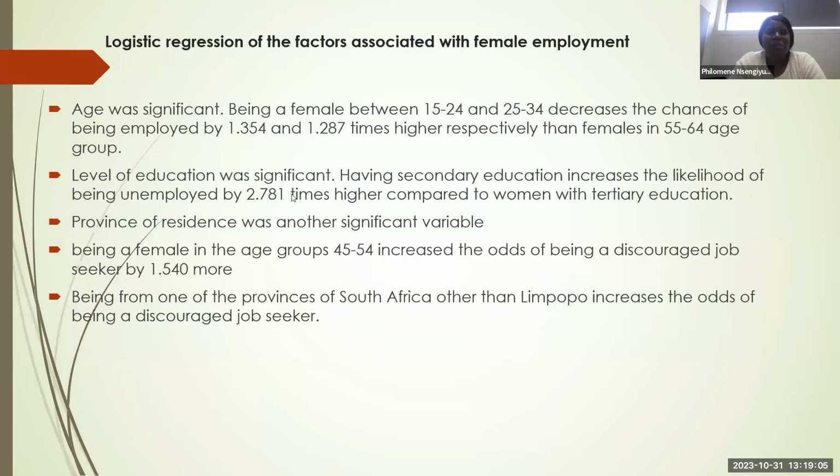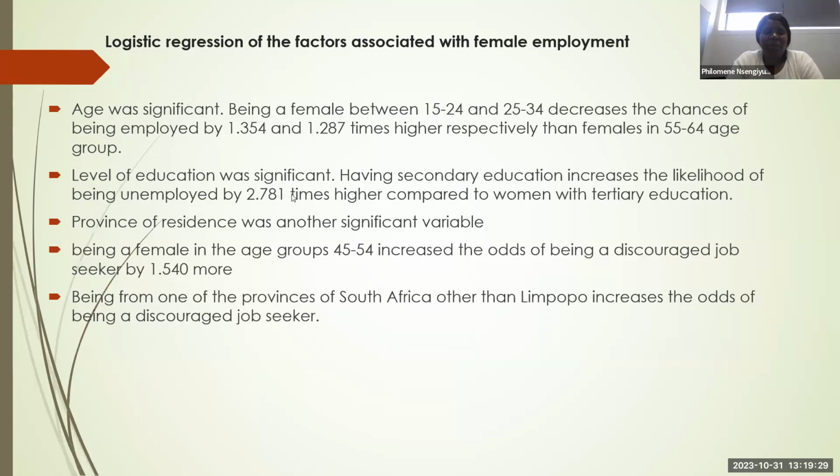Level of education was significant as well, which means having secondary education increased the likelihood of being unemployed by 2,781 times higher compared to women with tertiary education. This is obvious also. The more education you have, the more chance of being employed.